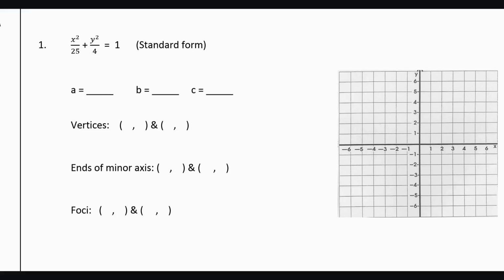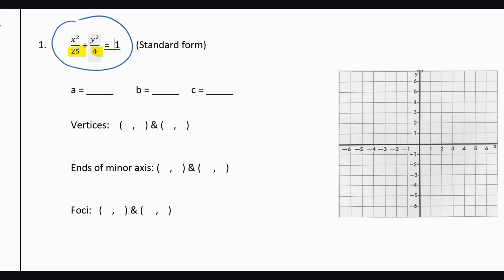Okay, so we're going to look at an ellipse centered at the origin. So we have the standard form, x squared over 25 plus y squared over 4 equals 1. Now, we tell whether it's a horizontal or vertical ellipse by looking at the number under the x squared or the y squared. So we look at these two numbers, okay? And whichever one's larger, whichever variable it's under, that's which way it'll be.